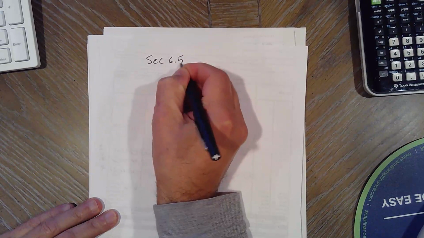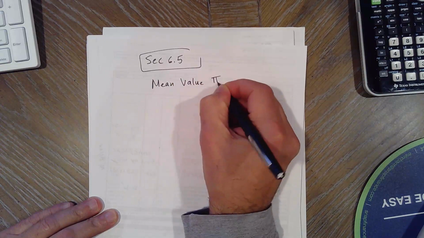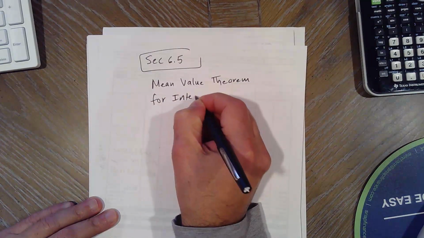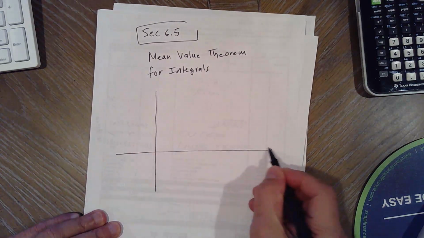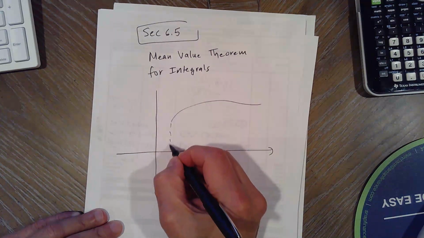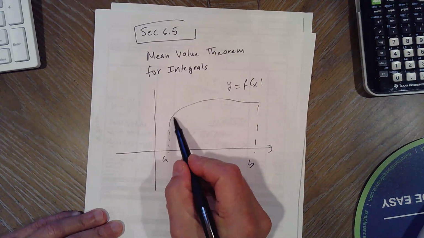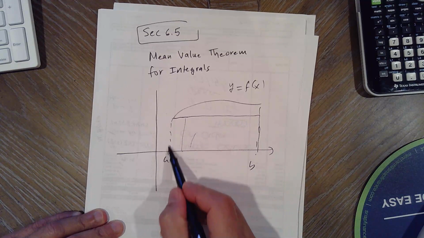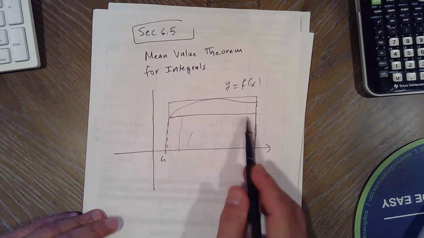Okay, so now we're going to do 6.5, which is the mean value theorem. We did the mean value theorem for derivatives earlier on, but this one is for integrals. What this says is, if you find the area under a curve, or the definite integral between a and b of y equals f of x, you could do an underestimate, or you could do an overestimate, right? An area of a rectangle more than the actual area or smaller than.